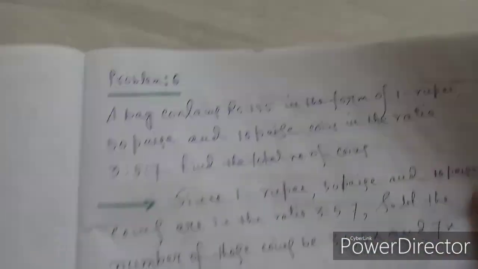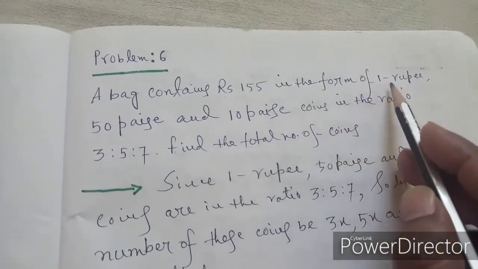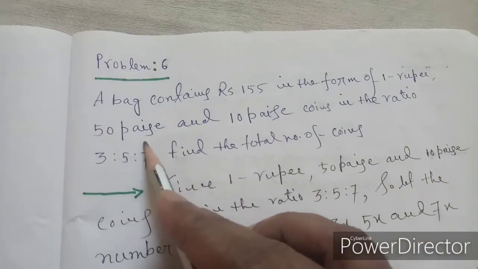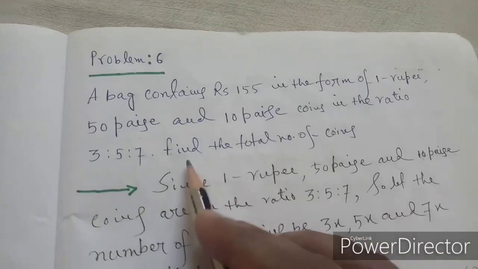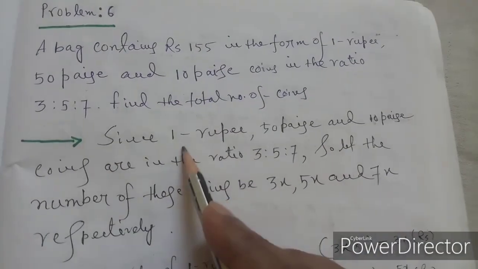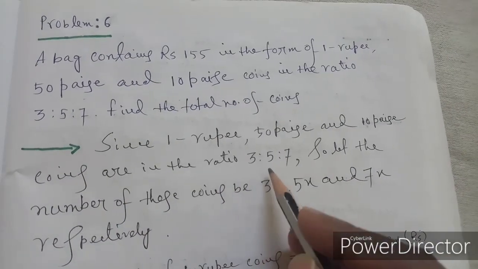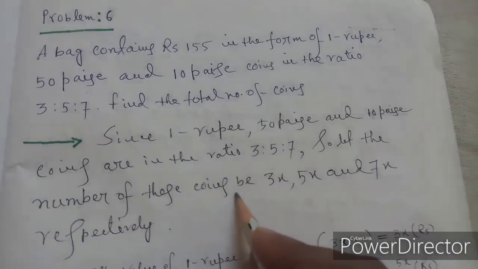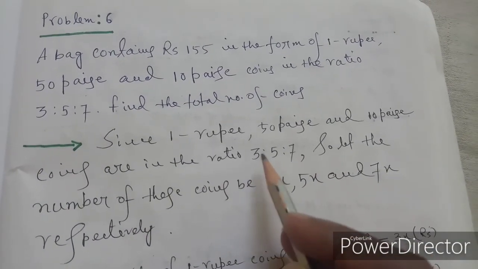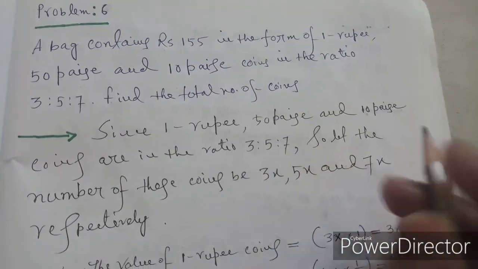How to find it? Look at that. A bag contains rupees 155 in the form of 1 rupee, 50 paisa and 10 paisa coins in the ratio 3:5:7. Find the total number of coins. How to find it? Look at that. Since 1 rupee, 50 paisa and 10 paisa coins are in the ratio 3:5:7, let the number of these coins be, for this 3 we could take 3x, for 5x, for 7x respectively.